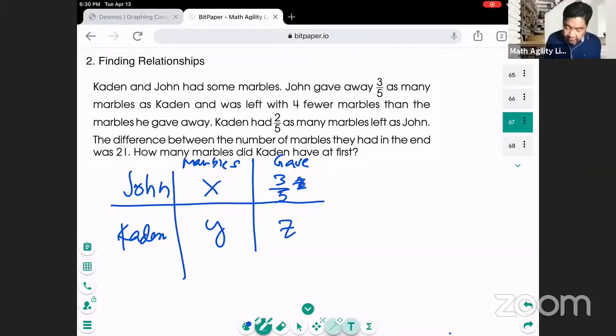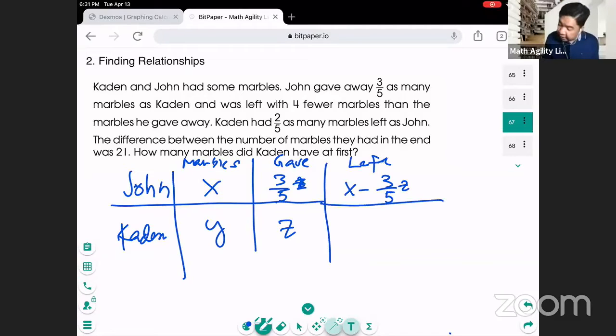Yeah, Caden's marbles given away, and so what is left? It says there is fewer marbles than the marbles he gave away. So this would become X minus 3/5 of Z, right? And then this would remain Y minus Z, right? Because he gave away Z number of marbles.